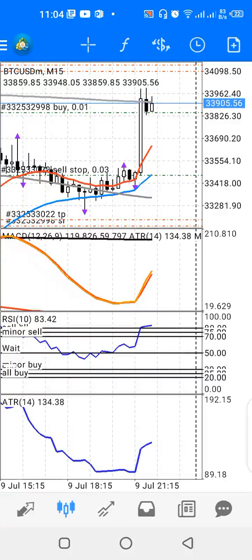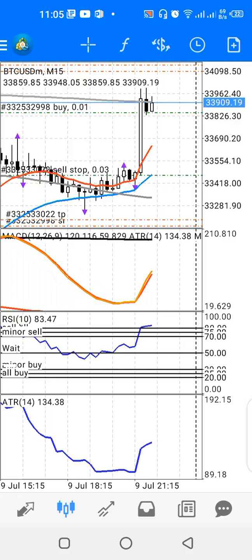Today we'll be looking at how you can trade BTC USD with the Grail Hedge strategy. I have the BTC USD chart on my screen, and the time frame is 15 minutes. The essence of this video is to show you how you can use the Grail Hedge strategy to trade Bitcoin versus dollar.